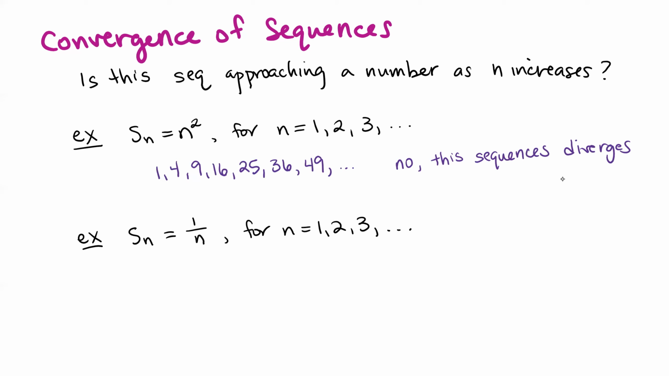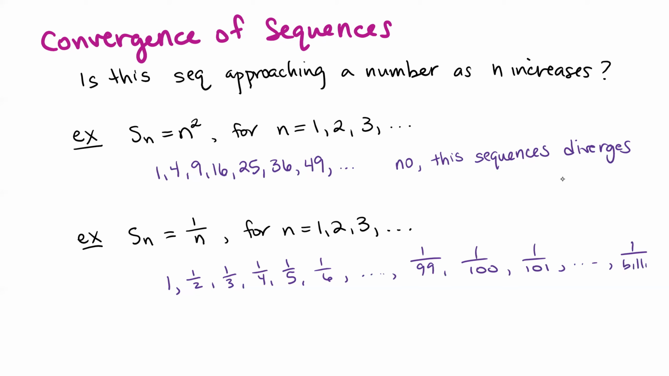Now let's look at this second sequence. We've got 1 over n. Our first term is going to be 1. Our second term is a half, then a third, a fourth, a fifth, a sixth. We'll keep going. 1 over 99, 1 over 100, 1 over 101. Keep going. 1 over a billion, and so on.